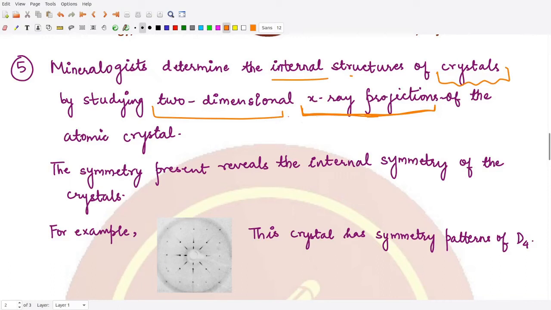plane, right, they see what kind of symmetries they obtain, and according to those symmetries, for example, you have this kind of structure here. This is some crystal and this is the 2D X-ray projection of that particular crystal. So from these dots you can see that it forms a kind of square, right? So therefore it has a symmetry of D4 because it resembles that of a square, right? So therefore the symmetry present in this case reveals the internal symmetry of the crystals, and accordingly the mineralogists can make conclusions based on this observation.